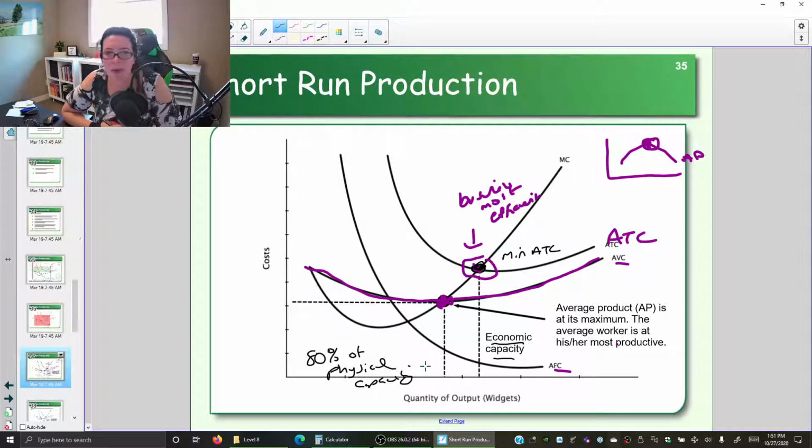We don't want to work our people 24/7. They need breaks, right? So we have a limited shift. We have mandated break time. This is so that they are at their peak ability. They're able to be as productive as they can be. So we don't want to run at 100% capacity. So the optimal is about 80% of physical capacity for most operations. This is where you have considered the quantity that is your workers the most productive, but then you're also spreading out that fixed cost. So that's this economic capacity.